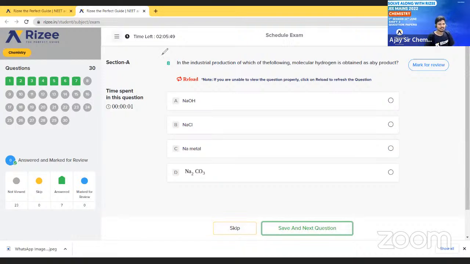See here, in the industrial production of which of the following is molecular hydrogen obtained as a byproduct? In the production of NaOH, or NaCl, or Na metal, or Na2CO3, in which will H2 generally be released as a byproduct? So H2, hydrogen gas. You have to tell the answer. This is also a very simple, NCERT-based question.